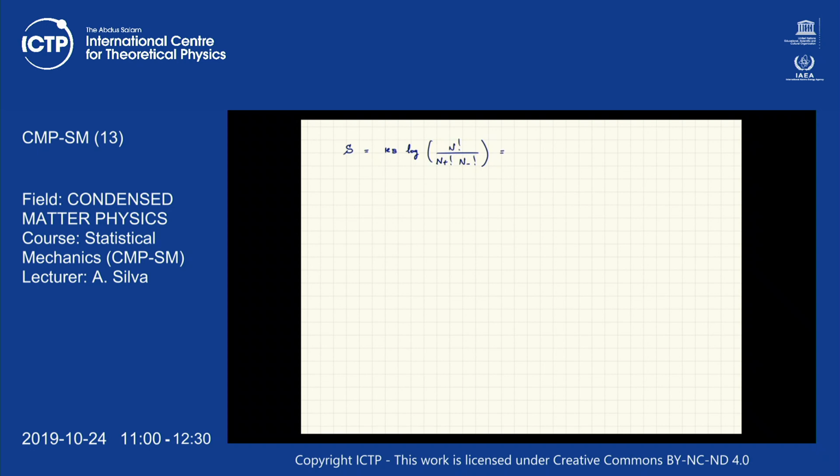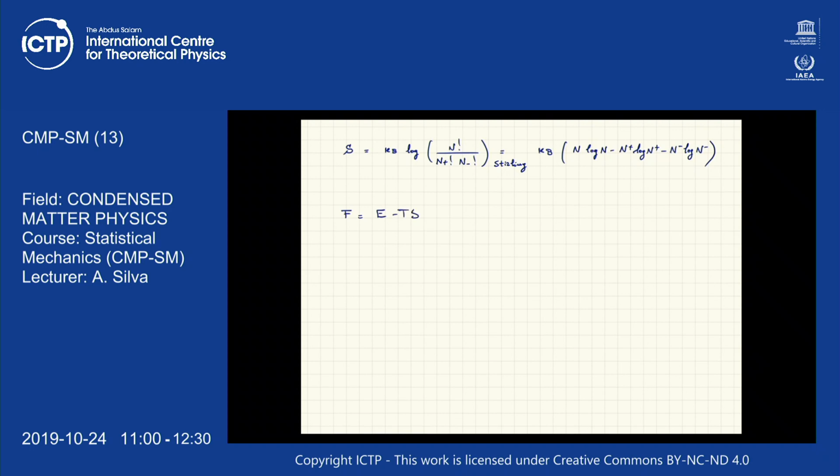And this you do the usual stuff, Stirling approximation, etc. And you will get k Boltzmann [N log N minus N plus log N plus minus N minus log N minus]. Okay? And now, since I have the energy and I have the entropy, I have the free energy.